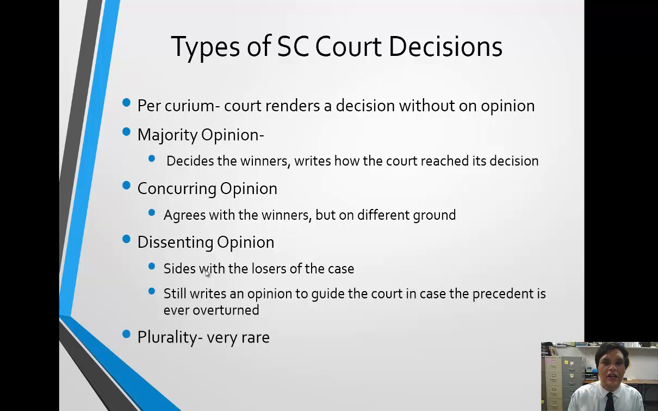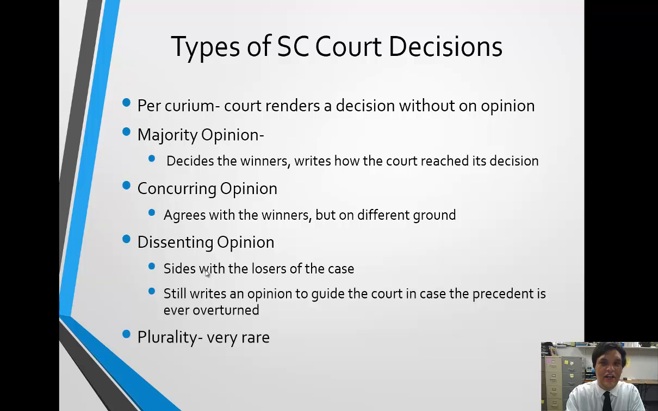A concurring opinion means that it agrees with the winners, but on different grounds. So they may have looked at it through a different amendment or for a different reason, but however, it does agree with the winners. The dissenting opinion is usually the ones that side with the losers of the case, which makes sense. It's dissenting. It's not in the majority.